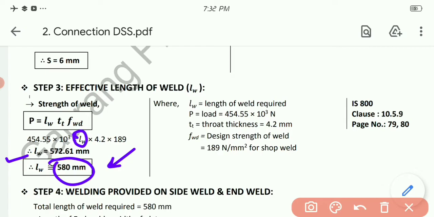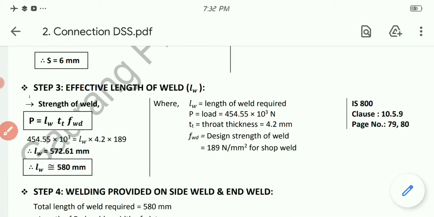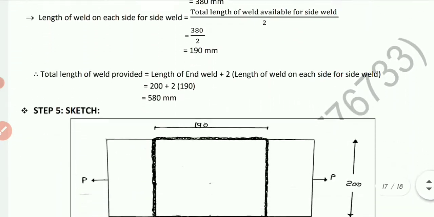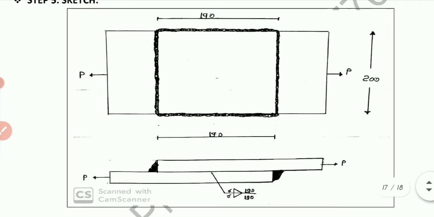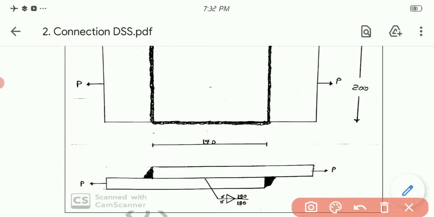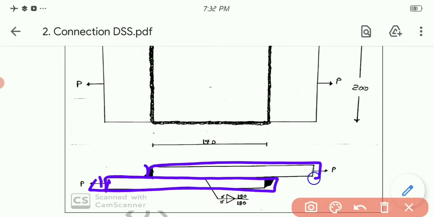So now let's start the welding. Just a minute, let me explain with respect to sketch. See, we got the length 580 mm. So what we need to do, we are providing as a lap joint. So lap joint, one plate is like this, other plate is like this. So where we need to provide the welding.